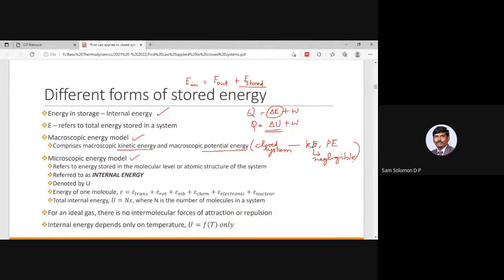Okay. And when you take the microscopic form of the energy, which is in the form of internal energy, we look at the molecular structure or the atomic structure of the system. And that is where in one molecule we'll be able to see, take one electron will have a particular translational energy. It will have some amount of rotational energy, some amount of vibrational energy, some amount of chemical energy, and electronic energy. And then if you look at the nucleus, you will have the nuclear energy.